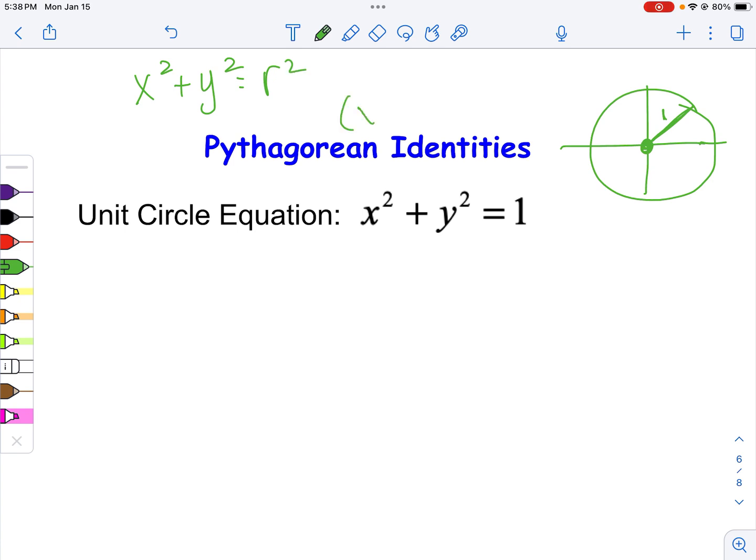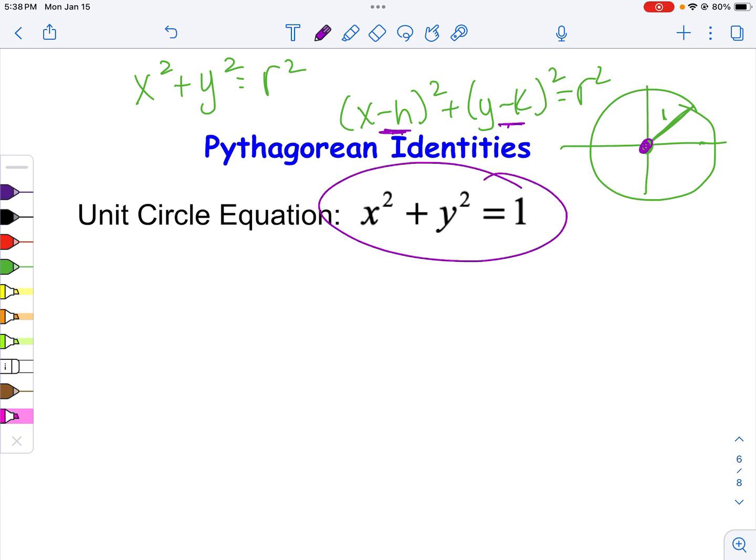If it's not centered at 0, it's x minus h squared plus y minus k squared equals r squared. The only difference here is we would have numbers like minus 2 and plus 3 to shift that circle left, up, down, right, etc. So because this unit circle has a center of 0, 0, the h and the k values are 0, so we end up with the equation x squared plus y squared equals 1, because the radius is 1 and 1 squared gives me 1.